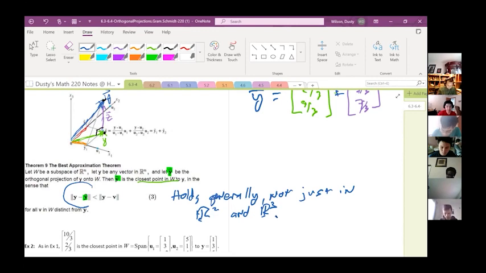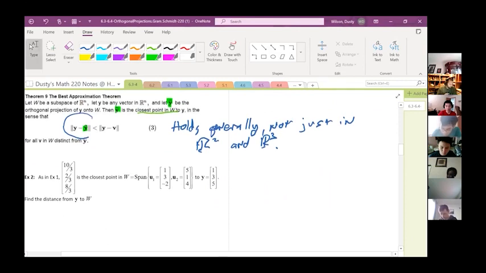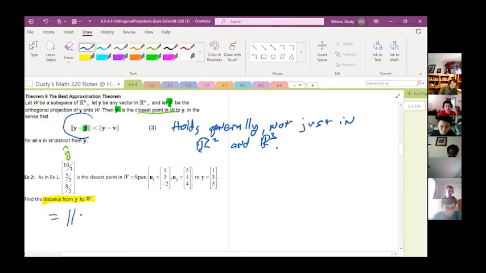So continuing to build on the same thought, in our last example, we said that 10/3, 2/3, 8/3 was our y hat, and that it was the closest point in W. W was equal to the span of U1 and U2 to the point Y. And so if we just want to find the distance from Y to W, this is just the norm of Y minus Y hat.